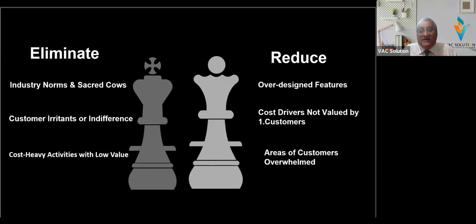So you see, like this, Narayana Hrudayalaya is another very classic example. Do you know what cardiac surgery cost before Narayana Hrudayalaya came in? Does anyone know?